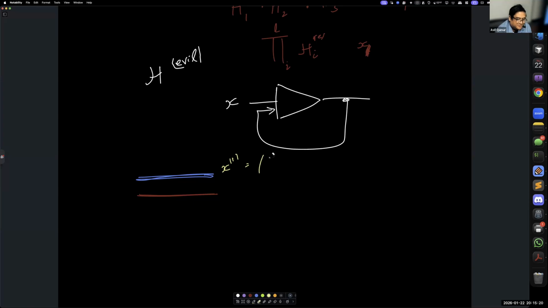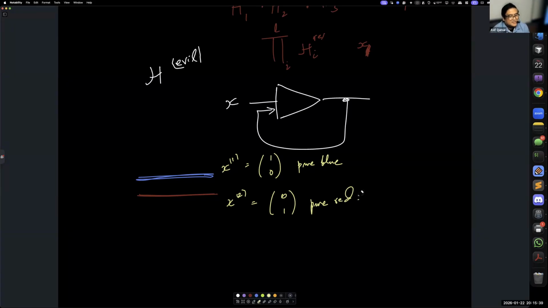x1, I can represent it as 1, 0. Is that correct? Full blue, no red. And x2, I can represent as 0, 1, pure red. Does that make sense, guys?